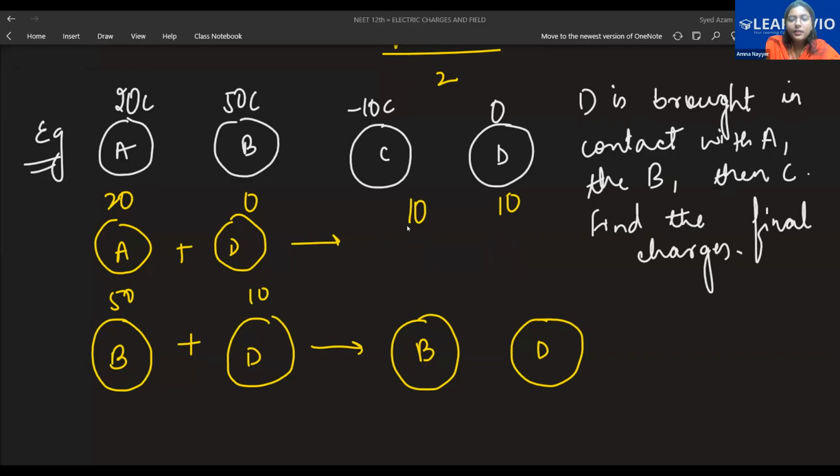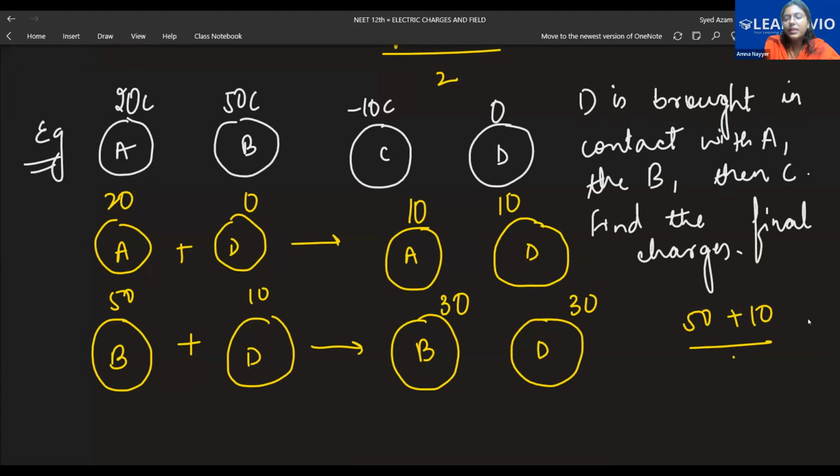Yes, correct. Each will receive 30. This will become 30. This will become 30. How? 50 plus 10 divided by 2. So 50 plus 10 is 60, by 2 is 30, 30 each. This is how you have to check. Now D, which was initially 0, then gained 10, now is 30, is coming in contact with C.